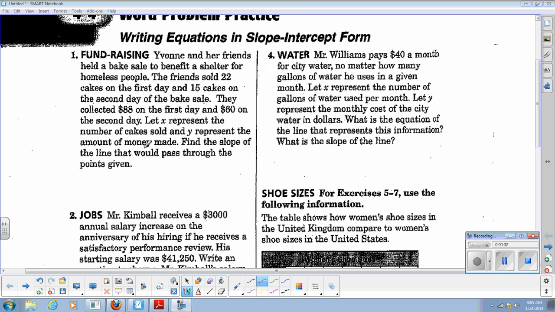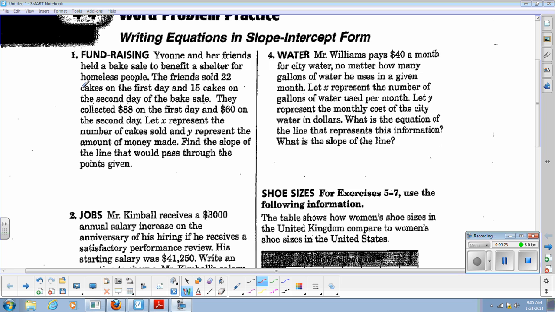This is sheet 4.4, word problem practice writing equations in slope-intercept form. This is the fifth sheet that you'll have been doing this with, and I would believe by now you're really starting to catch on with what we're doing. Problem 1, let's read through fundraising. Be sure that you have the sheet in front of you, please. That really helps, I think, a lot when you have the sheet in front of you.